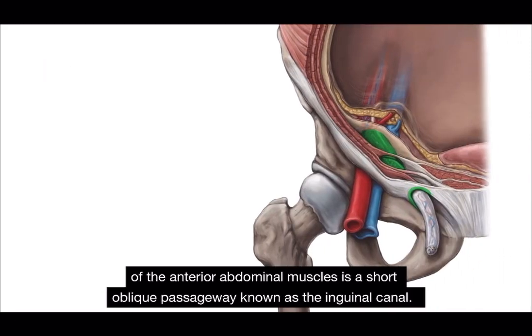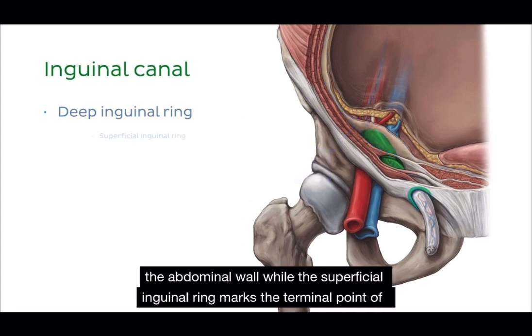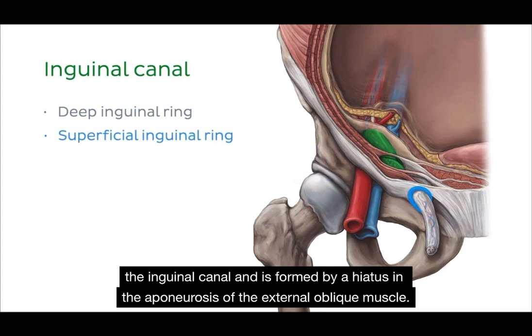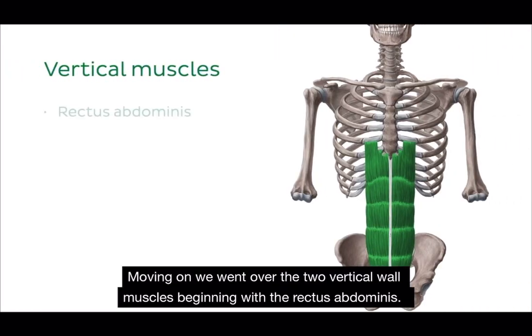Traveling through the inferior portion of the anterior abdominal muscles is a short oblique passageway known as the inguinal canal. The deep inguinal ring is formed by an opening in the transversalis fascia of the abdominal wall, while the superficial inguinal ring marks the terminal point of the inguinal canal and is formed by a hiatus in the aponeurosis of the external oblique muscle. Moving on, we went over the 2 vertical wall muscles, beginning with the rectus abdominis.